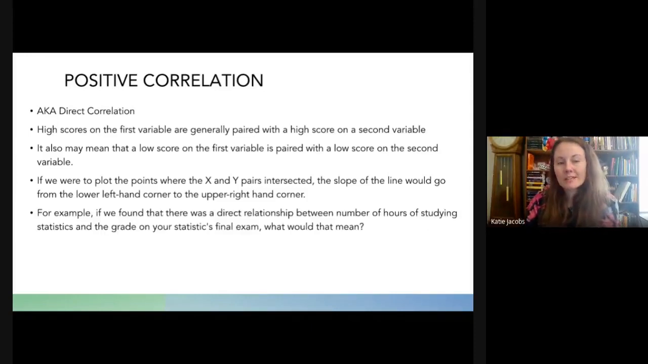All right. So for example, if we found there was a significant direct relationship between the number of hours of studying statistics and the grades on your statistics final exam, what would that mean? So I'm doing that Dora the Explorer thing again. What would that mean? Pause me, yell it out loud so you can practice like we're in class.